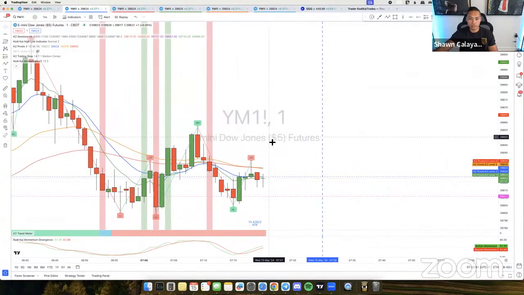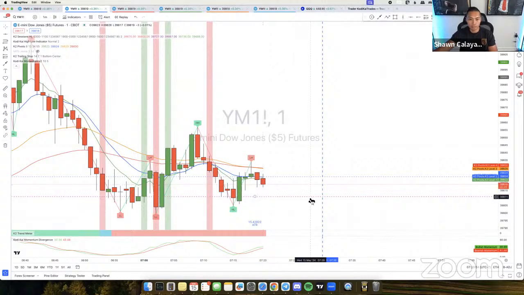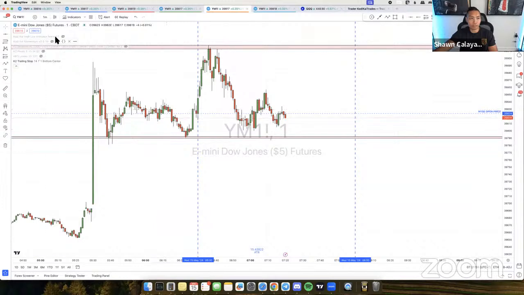All right, so as you guys can see, there's nothing really going on here. Price is ranging sideways. The pivots aren't really crossing over at all. Let's go over here to the clean chart.